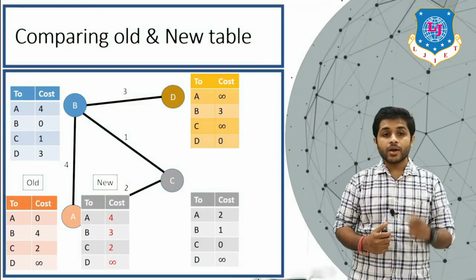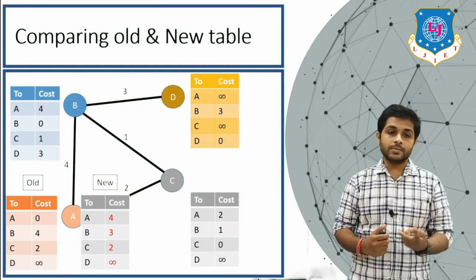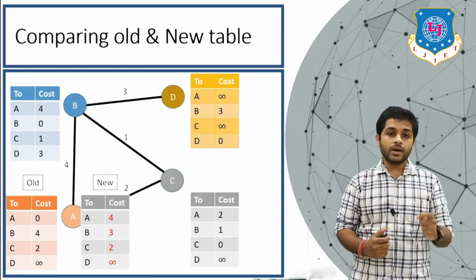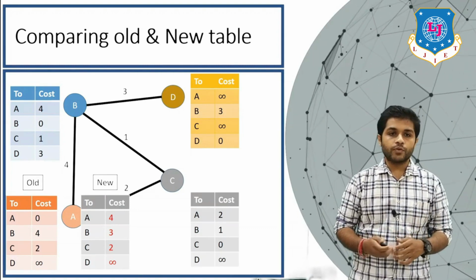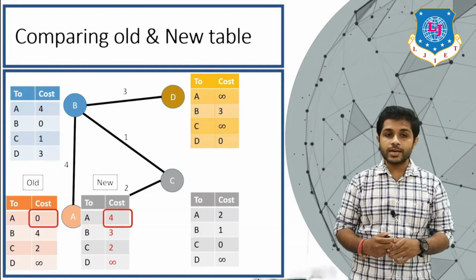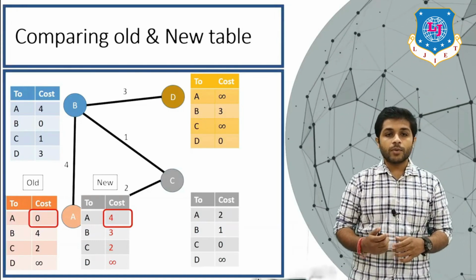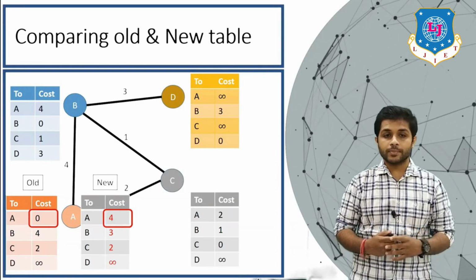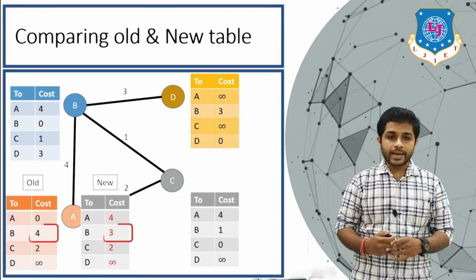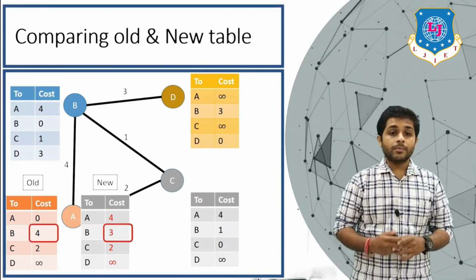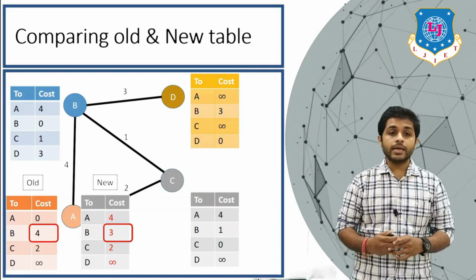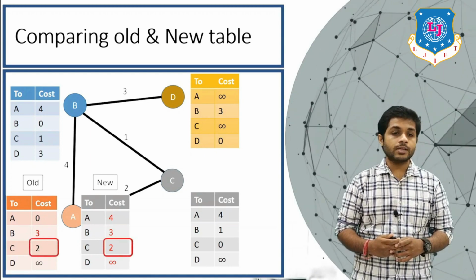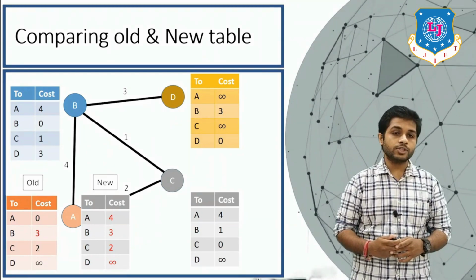And A will compare all the entries in the 2 tables. After comparing, it will keep the least value and update its own table. So for example, it will compare the first entry, and the minimum value among these two values is 0, so it will not make any change to its own table. In the second entry, the minimum value is 3, so router A will update its table with 3. In the third entry, there is no change that needs to be done, and the same is true for the last entry too.